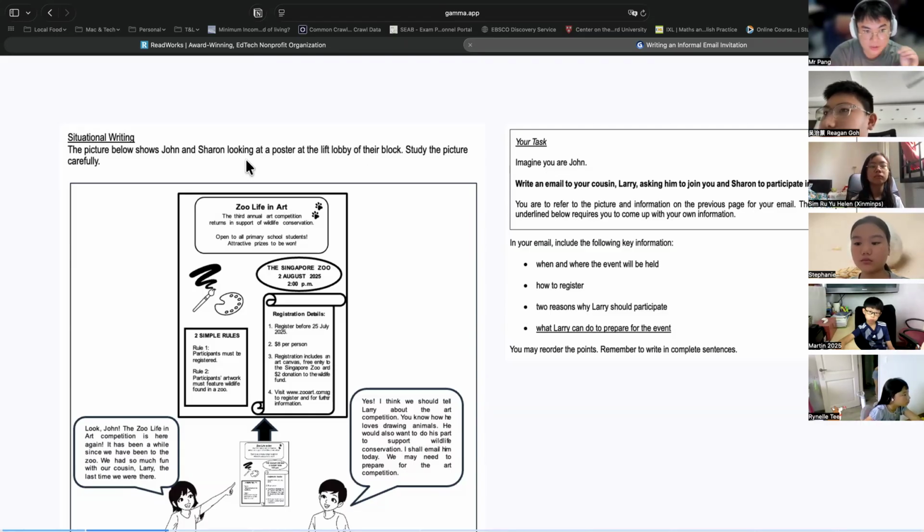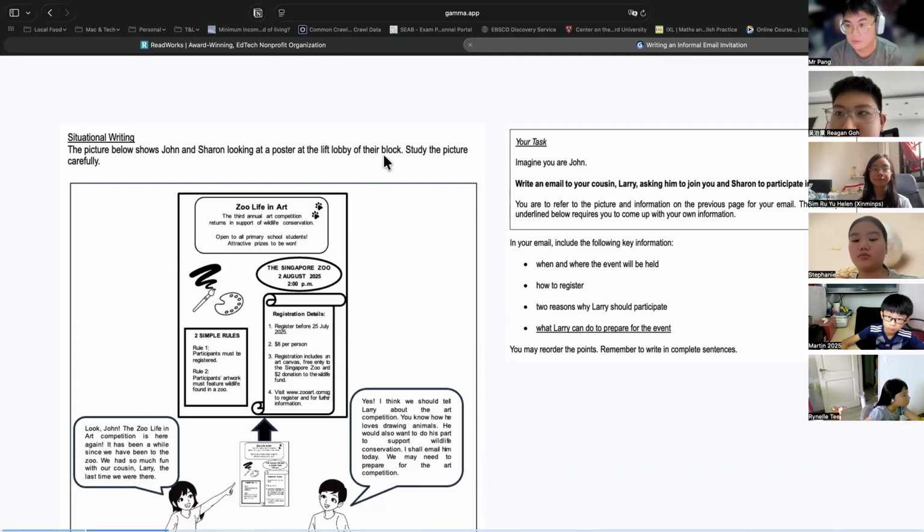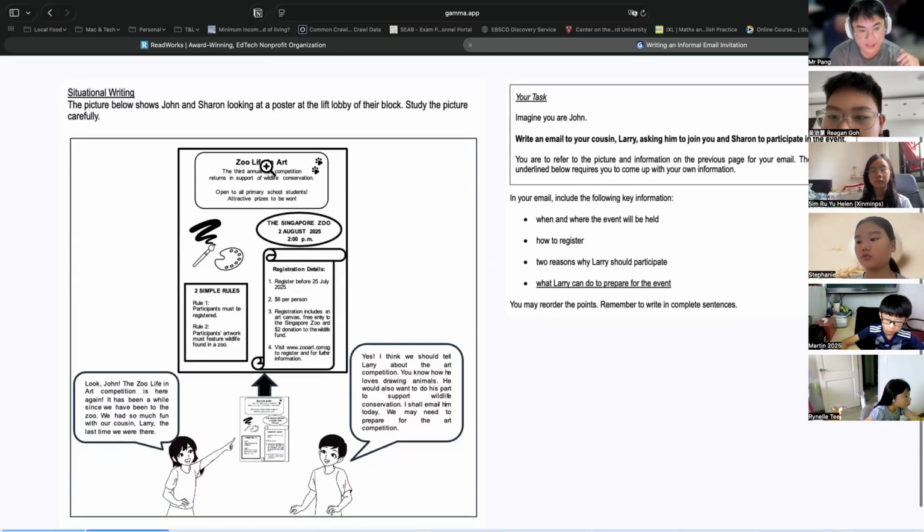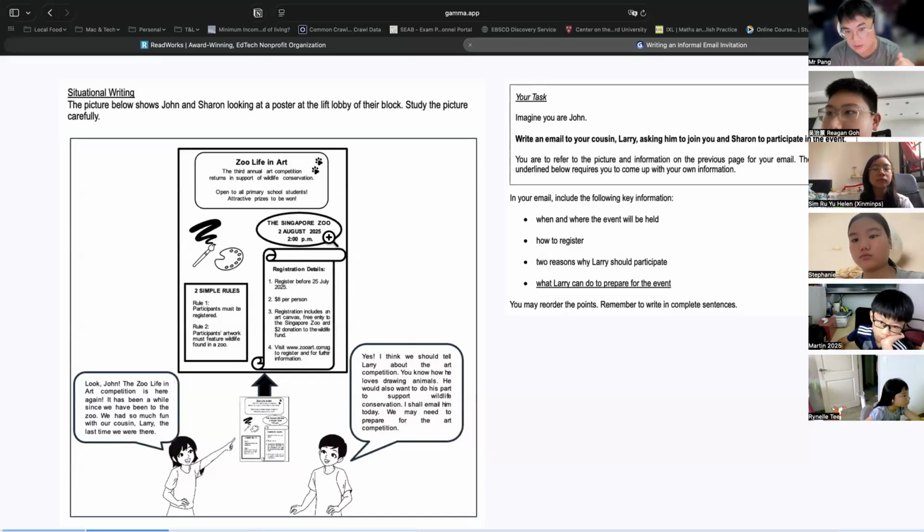And in this case, the context is you and your, well, I don't know, is it your sister, Sharon, saw this poster at the lift lobby, and you want to share this poster with your cousin Larry. And then in the poster, you'll find that there is the information of when, on the 2nd of August 2025, at 2 p.m., where, the Singapore Zoo. And please note, when doesn't just refer to the date. It also refers to the time, right?